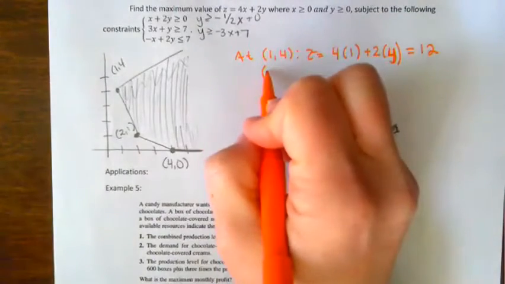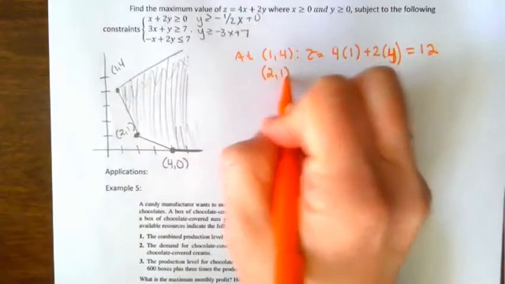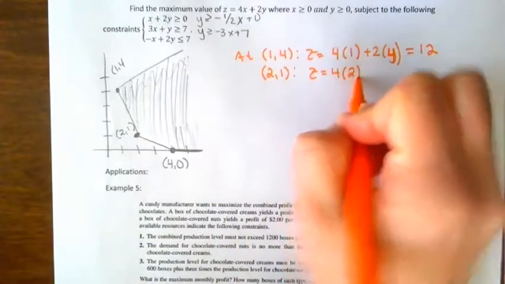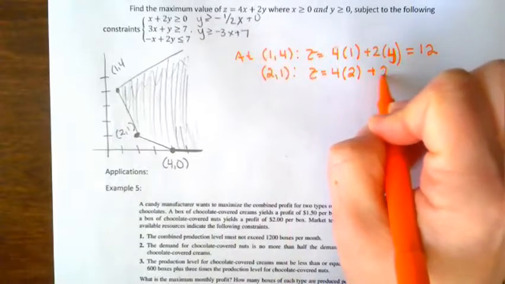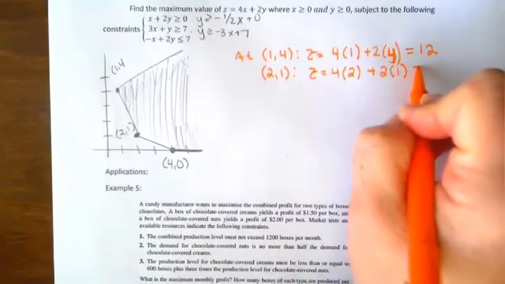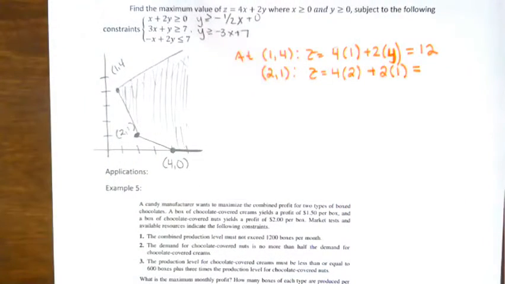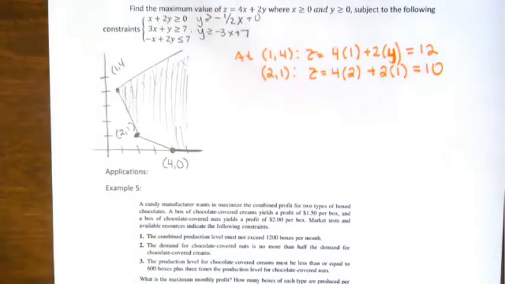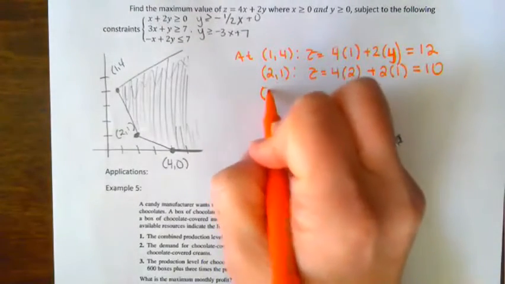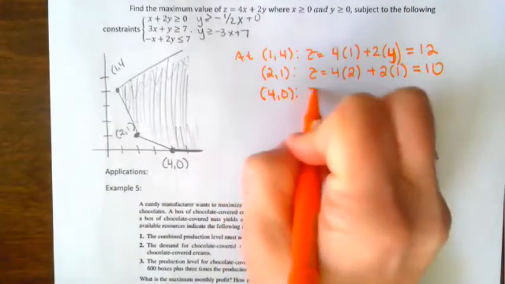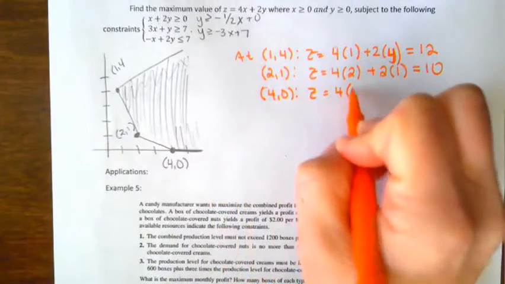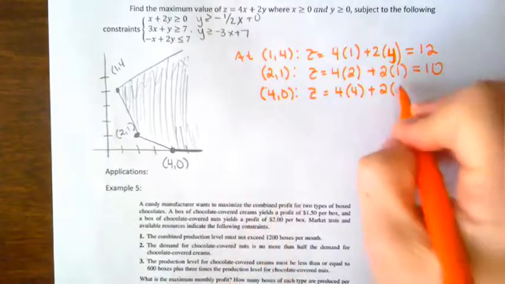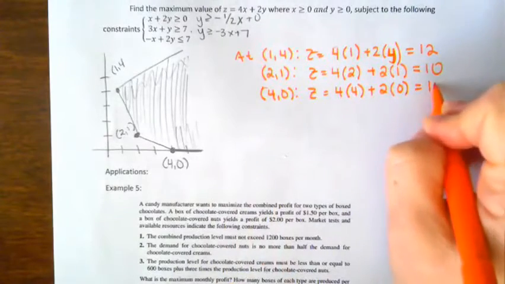At (2, 1), z equals 4 times x, which is 2, plus 2 times y, which is 1. And what do we get? 10. And then at (4, 0), z equals 4 times x, which is 4, plus 2 times y, which is 0, and we get what?